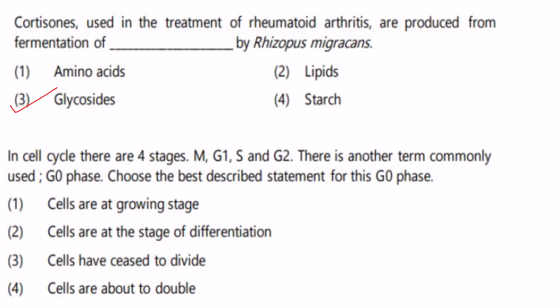So cells are at a growing stage. No, they are not growing. There is no division. Cells are at the stage of differentiation. No differentiation. Cells have ceased to divide. Yes, that is correct. Cells are about to double. Double means they are undergoing division. There is no division in G0. So 4 is also not correct.